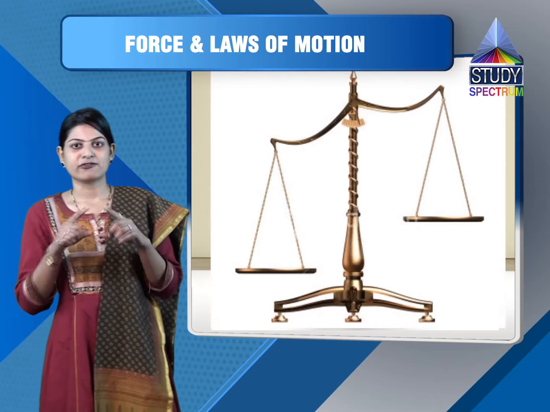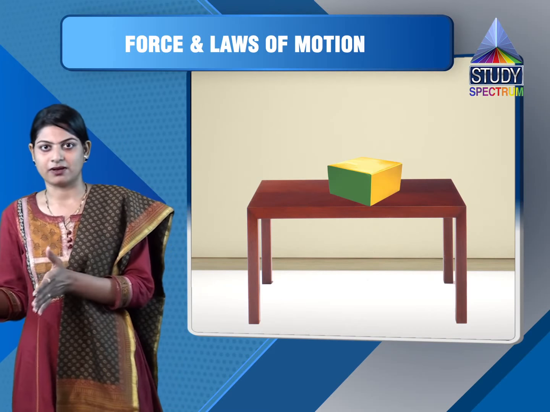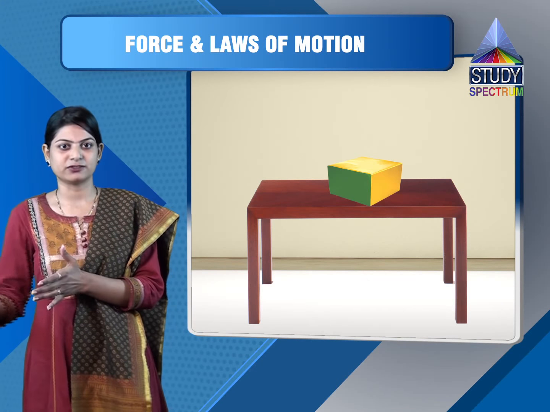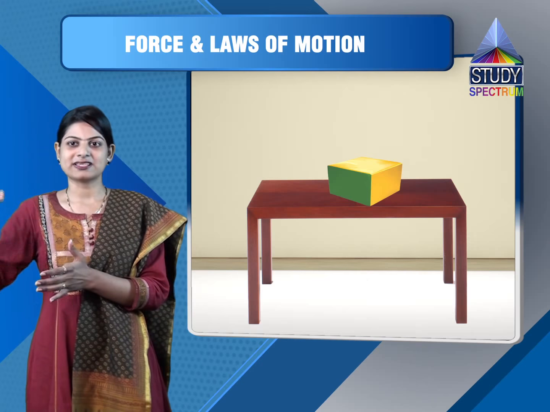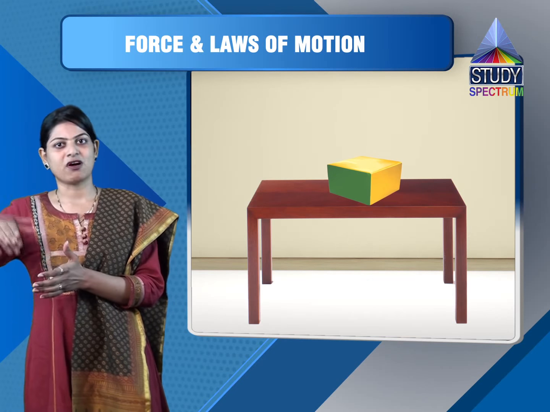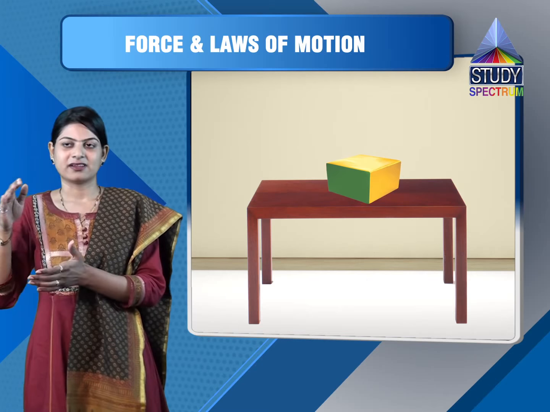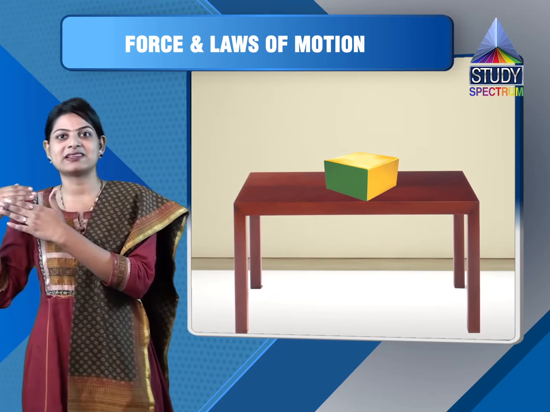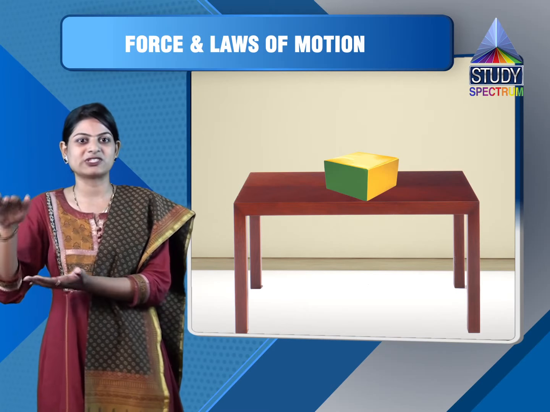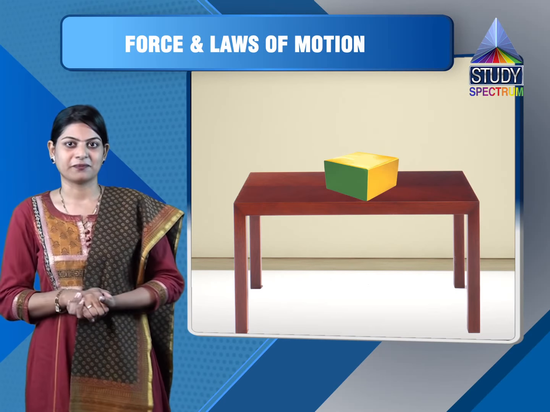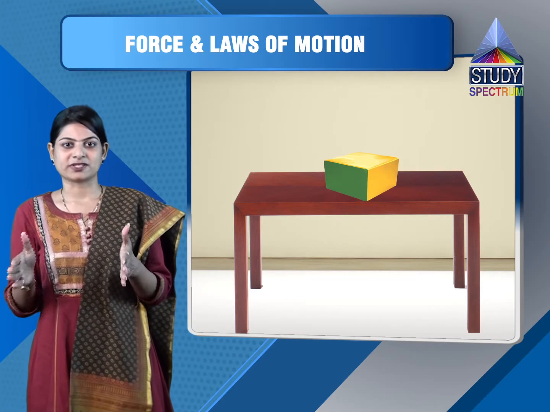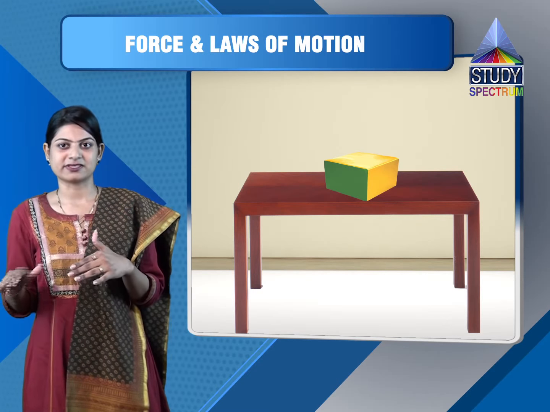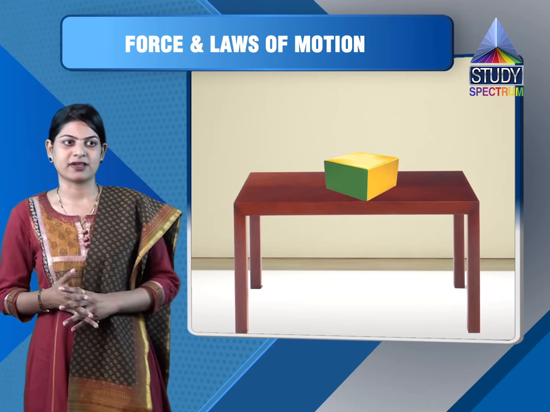For example, if a block is kept on a table, the block will remain on the table unless it is acted upon by another force. But the block is applying some amount of force on the table such that it is not moving. And in reaction, the table is also applying an equal amount of force on the block, which keeps it stationary on the table.